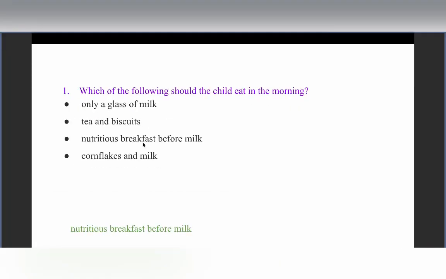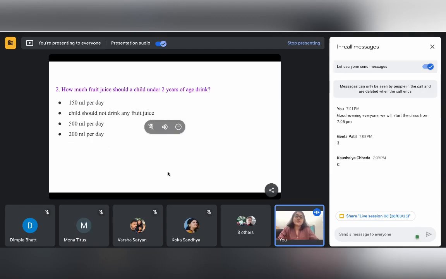So we'll move on to our next question. How much fruit juice should a child under 2 years of age drink? Anybody with the answer?